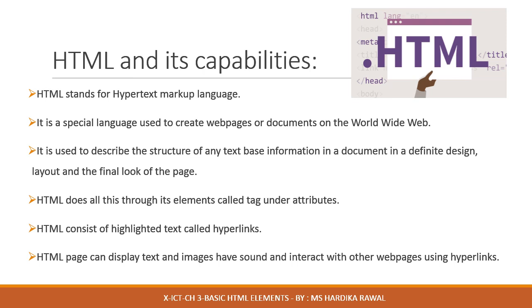HTML consists of highlighted text called hyperlinks. An HTML page can display text and images, have sounds, and interact with other web pages using these hyperlinks.